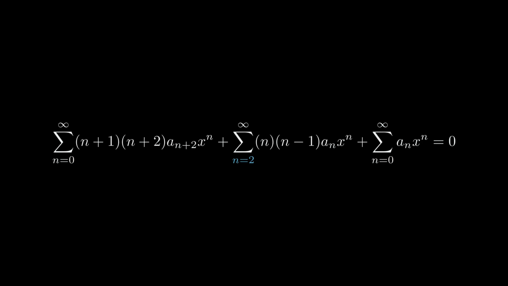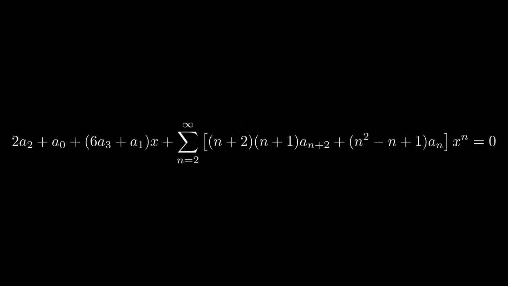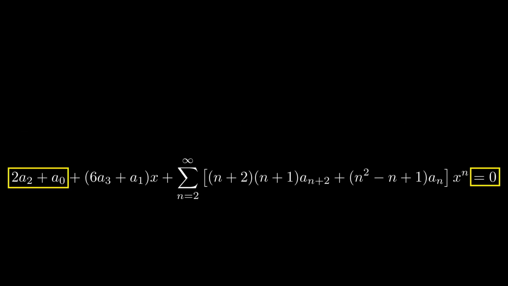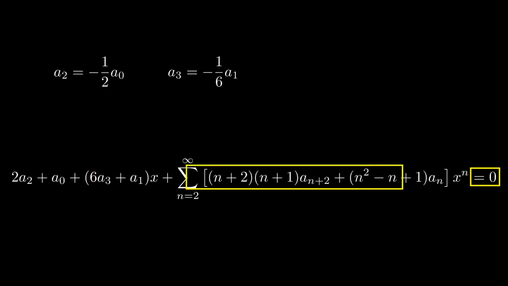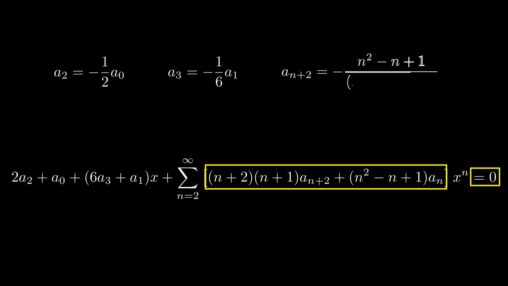Finally, we pull out all terms from series when the index equals 0 and when the index is equal to 1. This allows us to fully simplify the equation as a single power series. From this form, we can equate coefficients of powers of x and identify a relationship between a sub 0 and a sub 2, in addition to a relationship between a sub 1 and a sub 3, and finally, we can get a recurrence relation between every other coefficient of a when n is greater than 3.